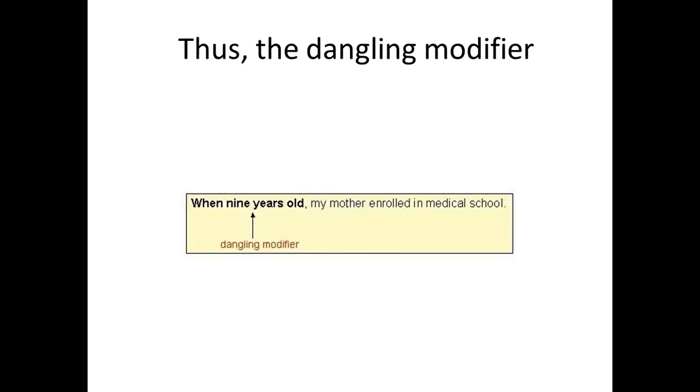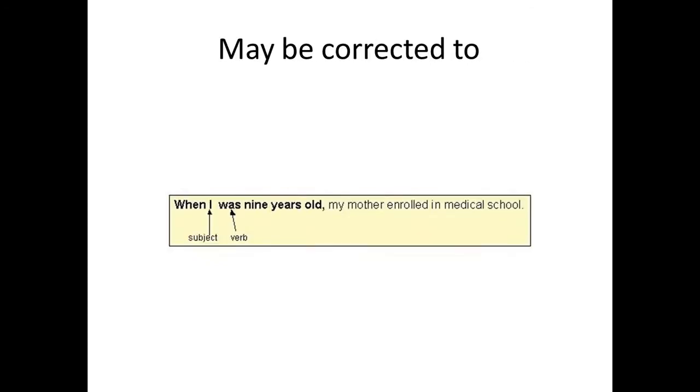Now the dangling modifier is here: When 9 years old, my mother enrolled in medical school. Dear students, this is an example we discussed earlier in this lecture, but I am using it again for your understanding, because a new example could be problematic for you. This sentence may be corrected to: When I was 9 years old, my mother enrolled in medical school.